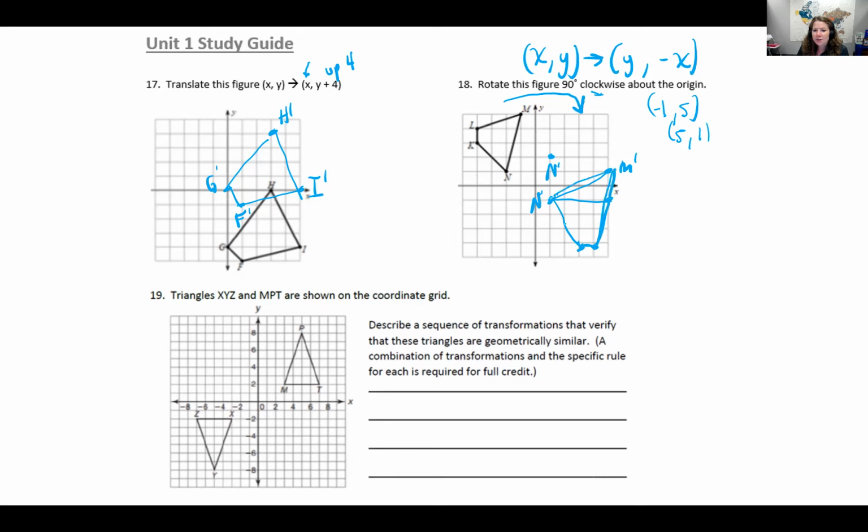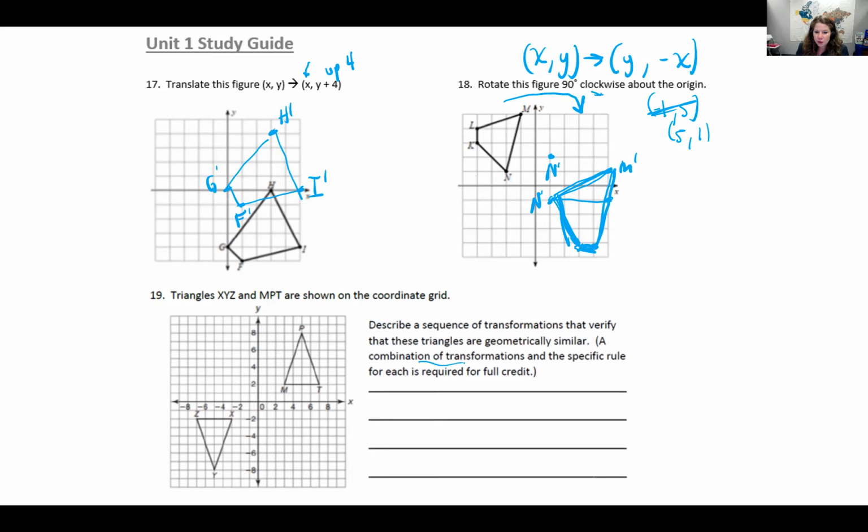I was trying to do it too quickly, guys. I should have started with my coordinates and did them one at a time. So don't make the same mistake I did. And I realized immediately it was going to be a different size. So that made me pause and go, okay, wait a minute, this one's not right. Okay, so be careful.